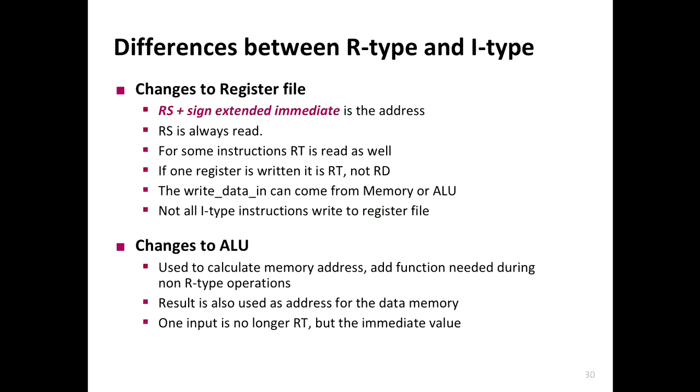This is going to be from one of the source registers. This is going to come from the other source register. But for an I-type instruction, one of the operands could potentially be an immediate value. So we need to incorporate this change also into the ALU. So these are the changes that you need to make to actually implement the I-type instructions.